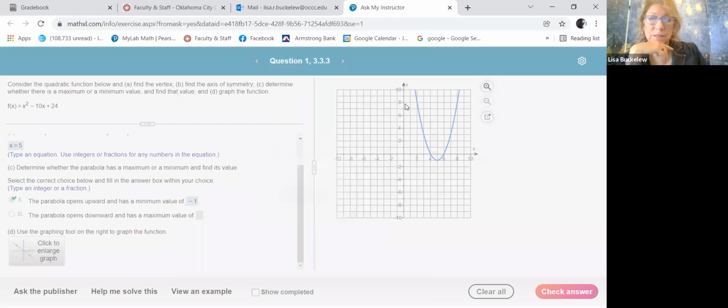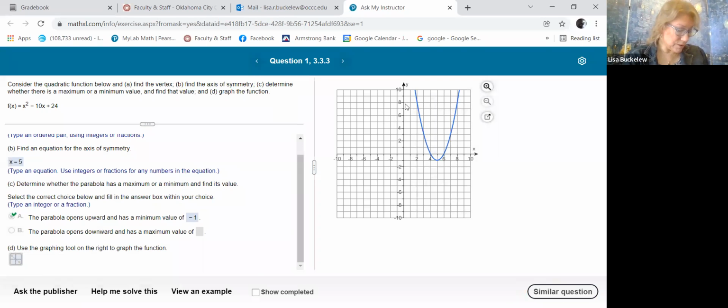All right, so that's a little summary of how you find the different pieces of the graph for a quadratic function, and a little preview about how to solve the equations if you need to find x-intercepts. So I hope that's helpful and that you can get all your quadratic stuff done over the weekend.